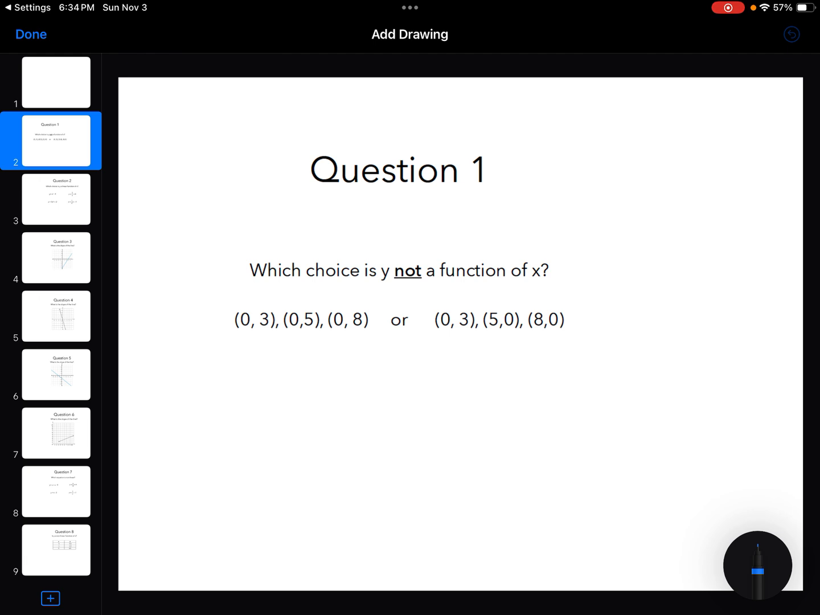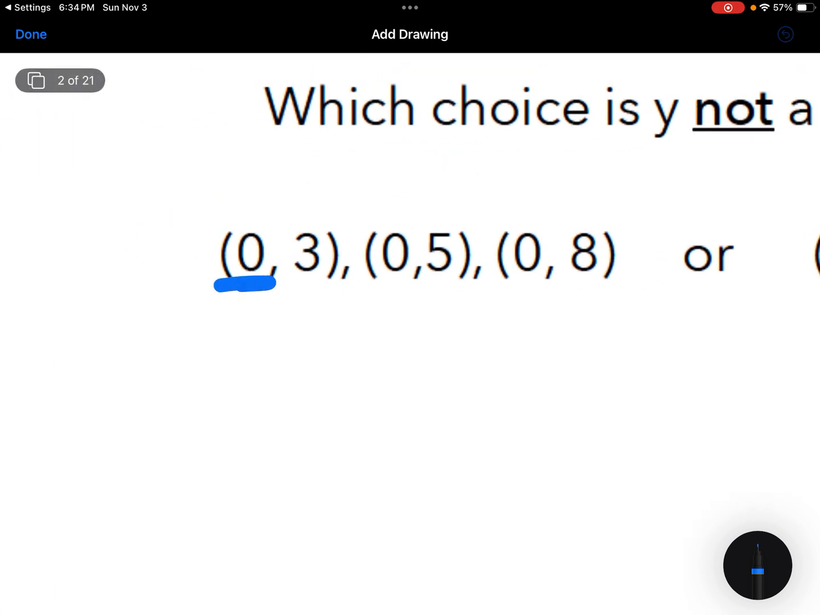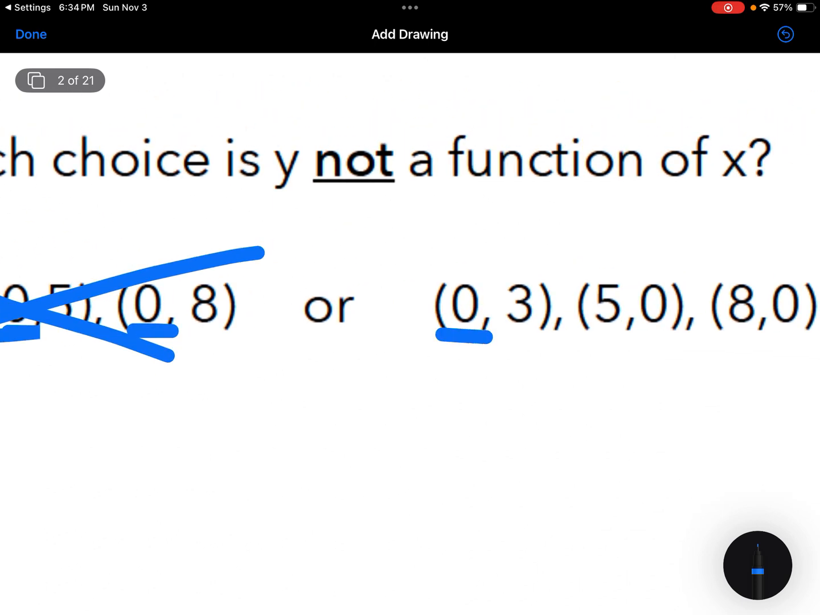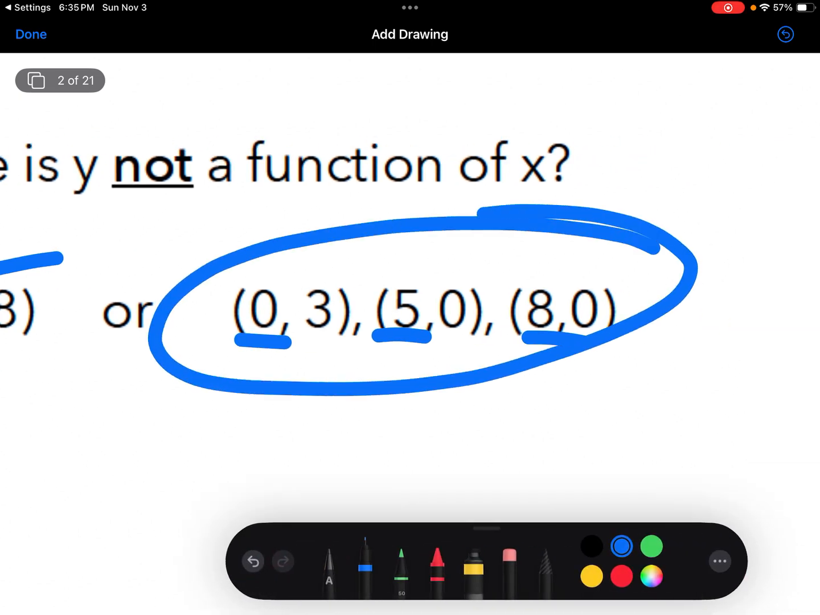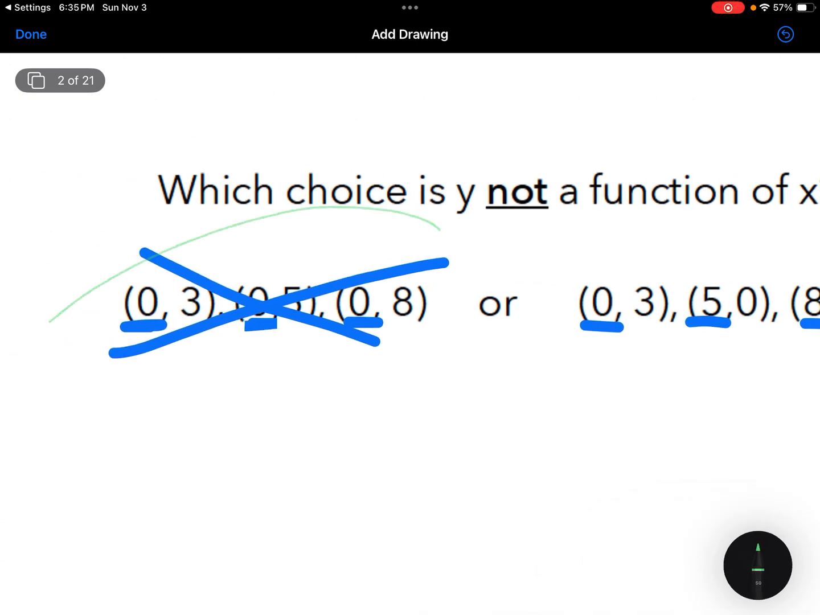Which choice is not a function of x? When you're looking at this, you want to see if the x's repeat. If the x's repeat, it is not a function. So this one's not a function. The x's do not repeat here, so this one is a function. If the question asks which one's not a function, it would be that one.